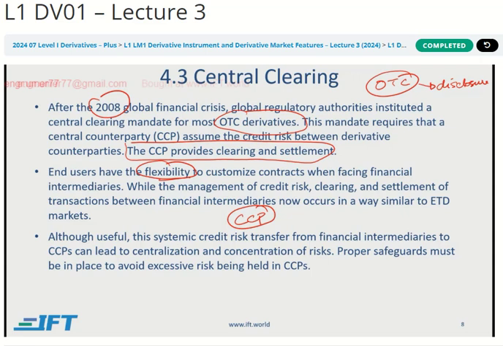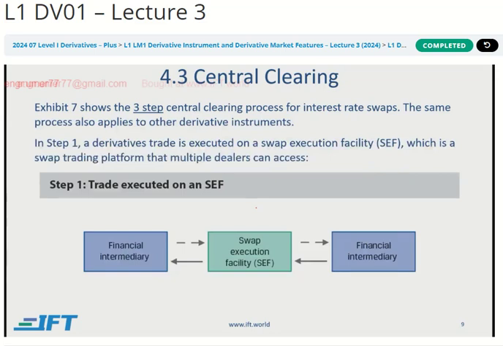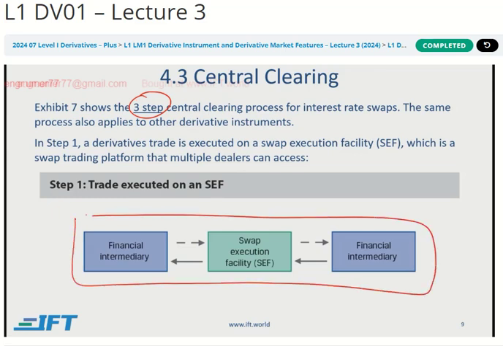And how that happens is, there's a 3-step process, and exhibit 7 from the curriculum shows us how that is done. So in the first step, the parties get into the OTC transaction, right? So let's say we're talking about an interest rate swap over here, but it also applies to other derivative instruments. It could be the same for an equity swap or any other derivative. But in this particular example, we're talking about an interest rate swap, that these two parties get into this interest rate swap like a normal way.